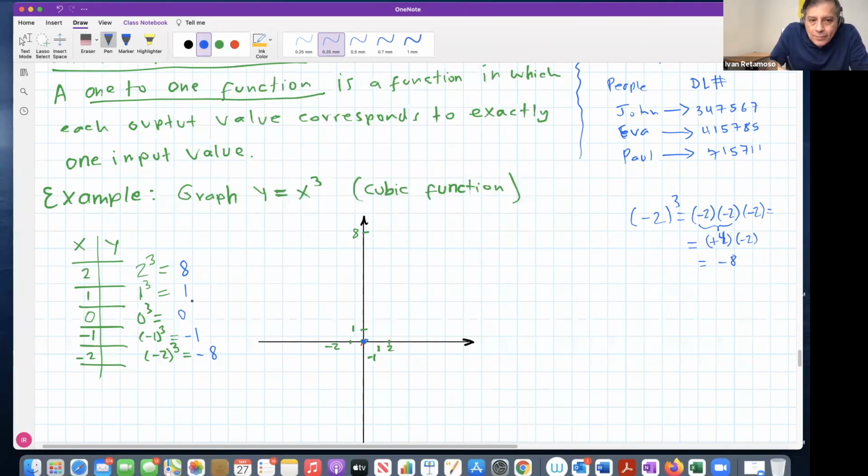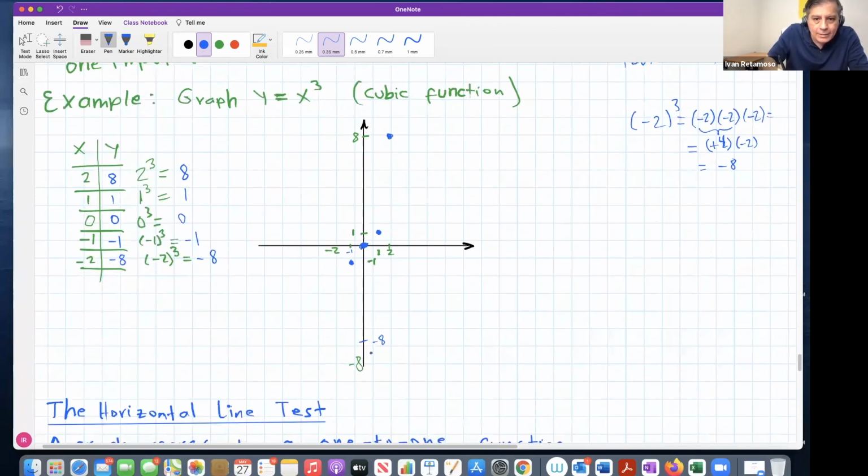Okay, now if you write the output values here and you pair them up with the input values, you're going to get the following. 0 is paired up with 0 here. 1 is paired up with itself, 1. Negative 1 is paired up with negative 1 down here. 2 is paired up with 8 all the way up here. Negative 2 is paired up with negative 8 all the way down here, right? Suppose here is negative 8.